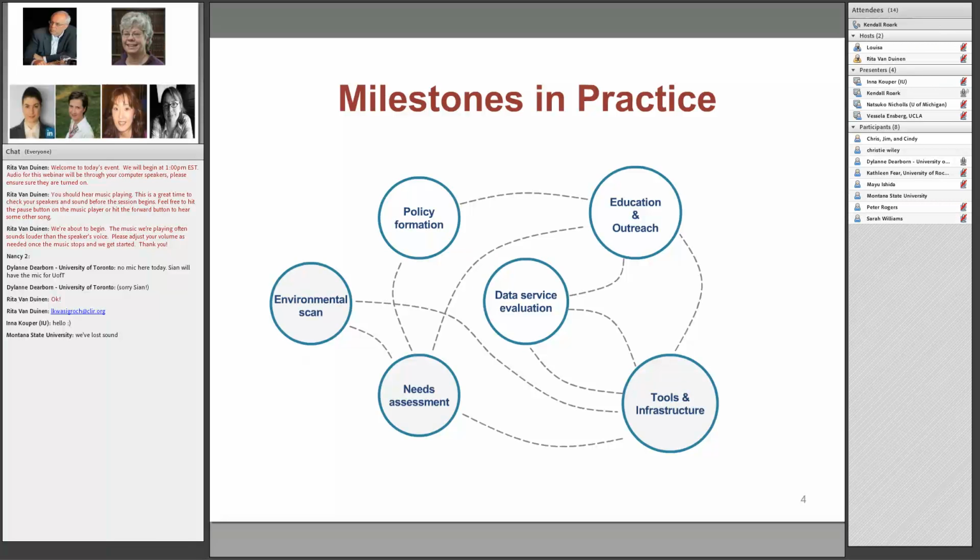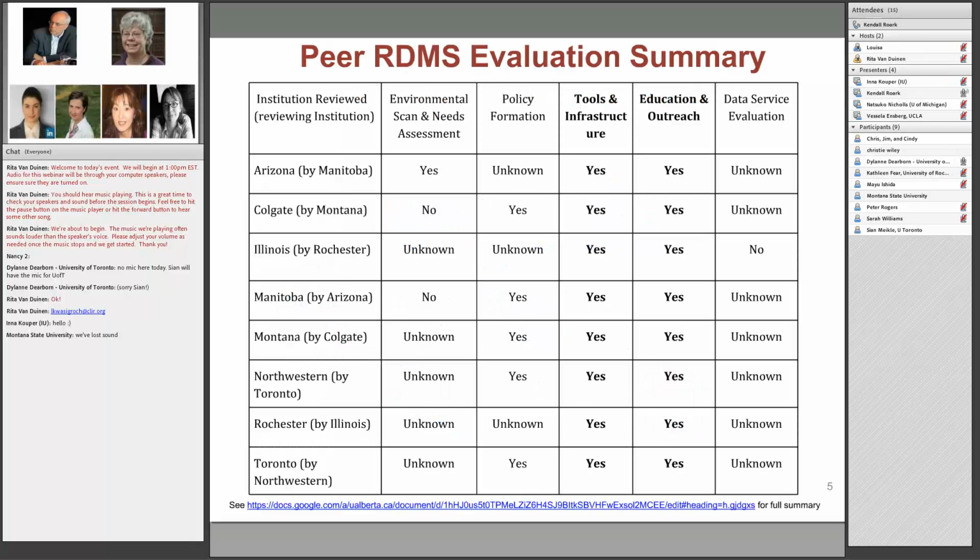So this is just for a refresher, the milestones that we talked about in the first webinar: the policy formation, education outreach, etc. And if I could go, I guess I can go to the next slide. So here's a summary table of the evaluations.